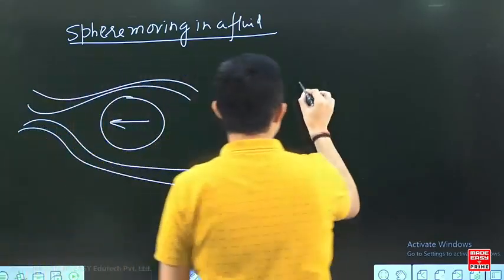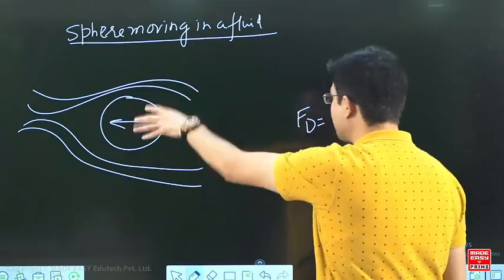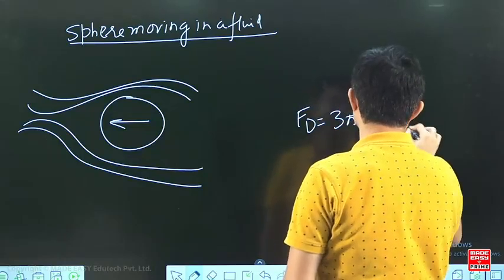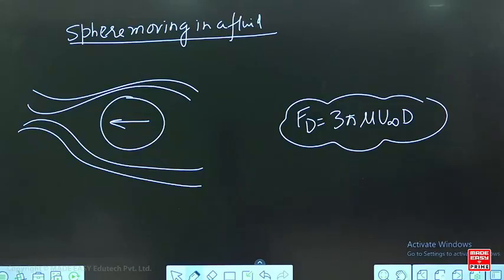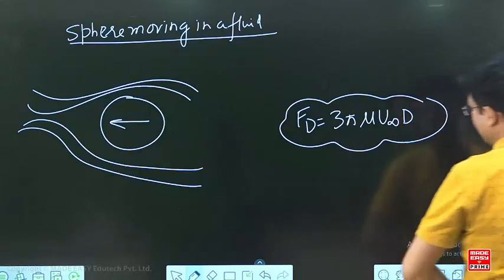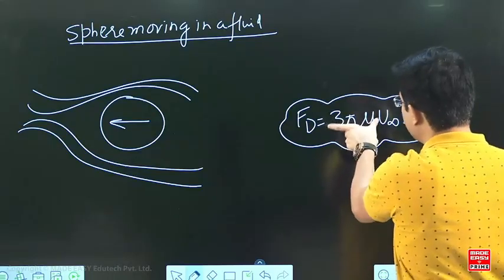Okay, then you know the drag force over this sphere, very important formula: drag force over this sphere is given by 3 pi mu u infinity into diameter of the sphere. Now some students will say, sir, how is this term coming? See, listen.